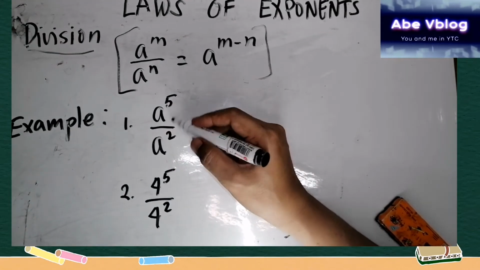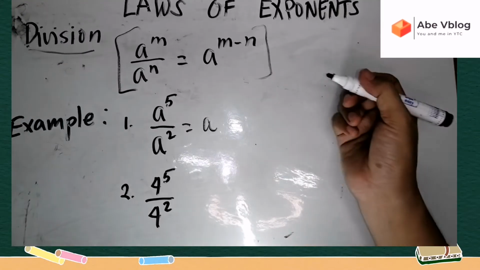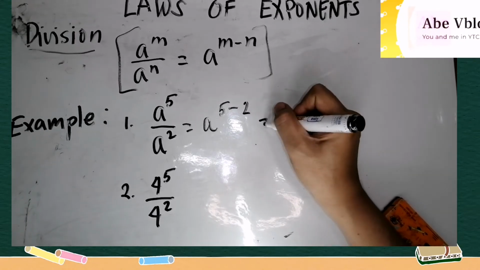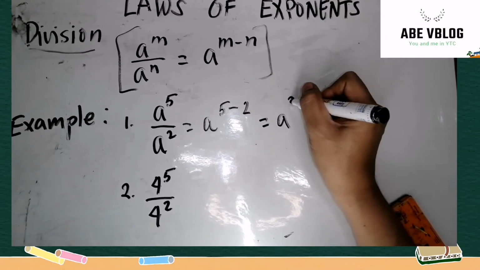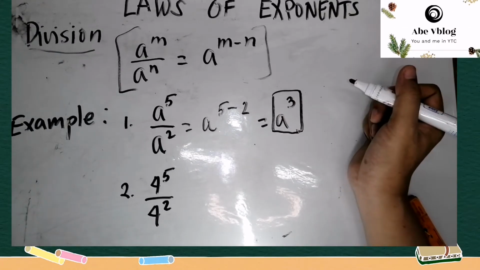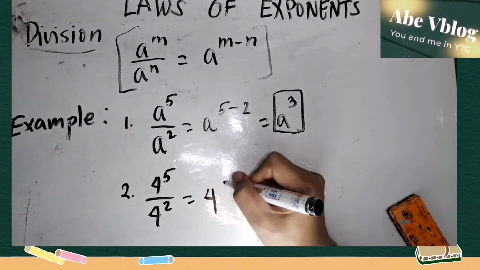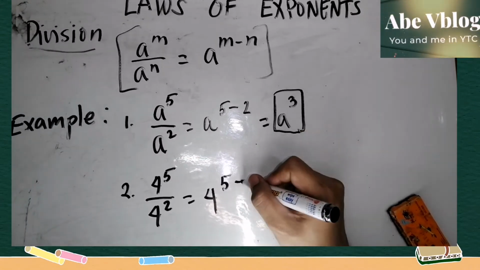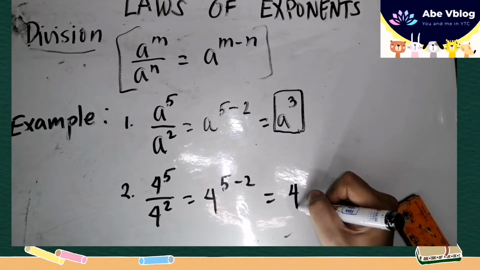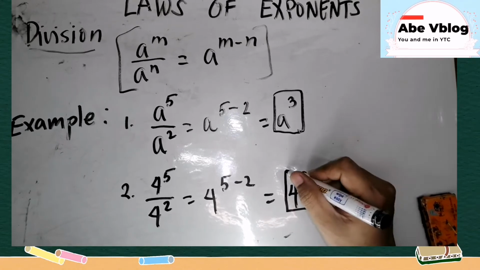Example number 1, we have a to the 5th over a to the 2nd. So that is a to the 5 minus 2. We subtract the exponents, that is 3. So a to the 3rd power. For the second equation, we have 4 to the 5th over 4 to the 2nd. So 4 to the 5 minus 2, that is 4 to the 3rd power.